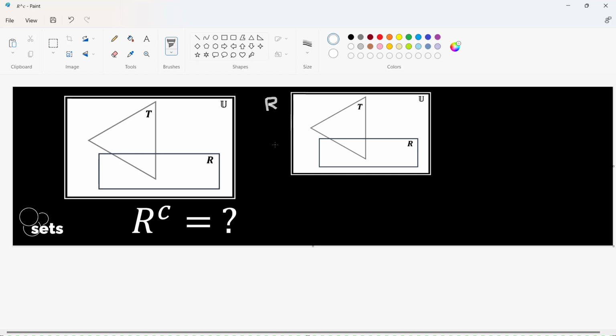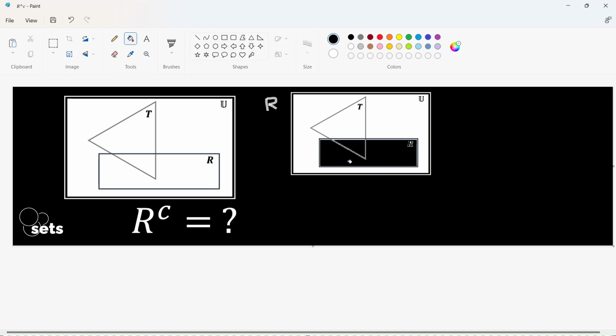Set R, if we are to shade set R, we are going to shade this entire region. By entire, I mean the region bounded by this rectangular figure. This region here, and this region here as well. So this is the representation for set R alone.